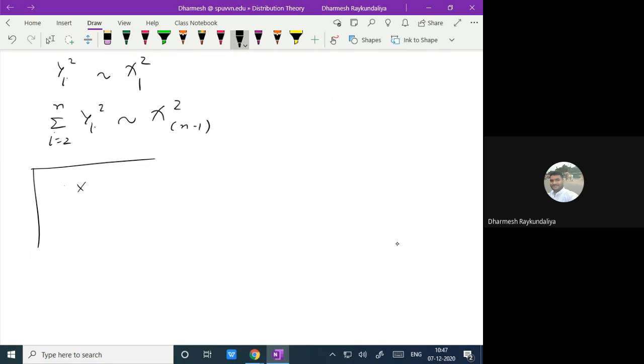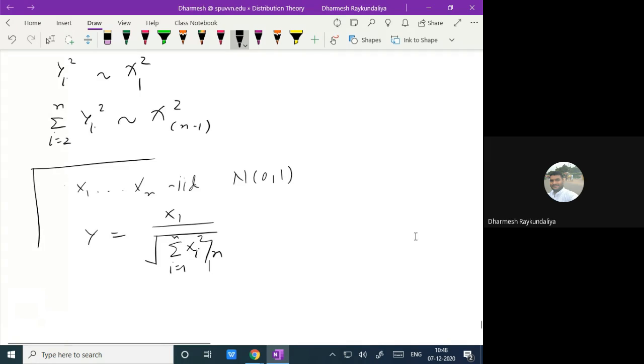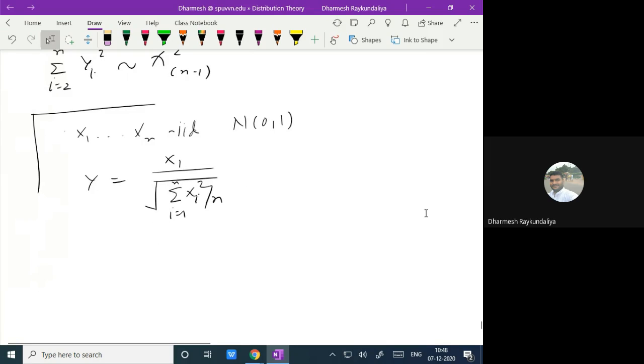If you remember, X1, X2, ..., Xn are IID normal(0, 1). Then we obtained the distribution of Y, which is X1 upon the square root of summation Xi squared upon n, i running from 1 to n. And what was the distribution of Y? Anybody remember? The distribution of Y was based on the t. We transformed the variable using the transformation technique, and it was something like that.